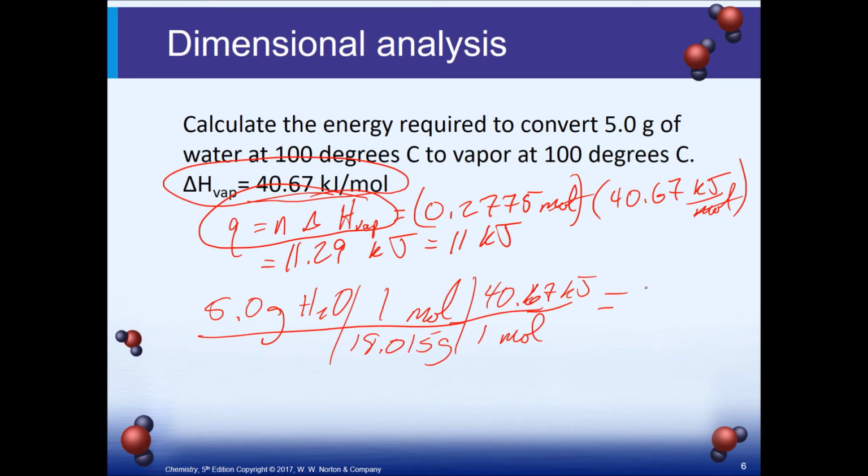Okay, and once again I'll just multiply what's on the top, divide what's on the bottom, and I get the exact same answer of 11.29 kilojoules. Once again, moles will cancel, grams will cancel. The units that I'm left with are kilojoules. Okay, and then using significant figures, once again, I would just have 11 kilojoules.